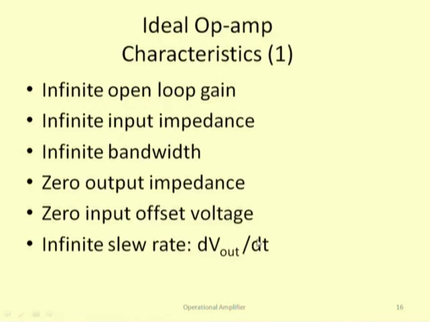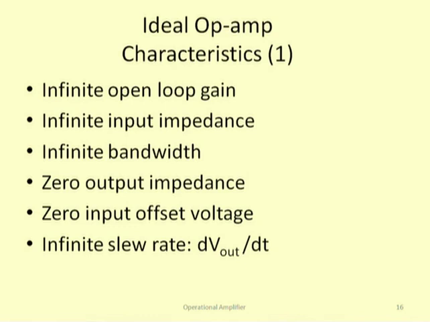Now, an op-amp is basically an amplifier, and there are certain properties we expect from an op-amp. Those properties are called the ideal properties of the operational amplifier. Whatever the specifications of an amplifier, all those specifications will be there in the case of the op-amp.